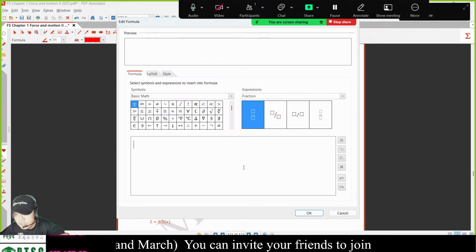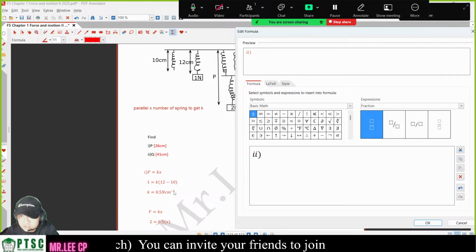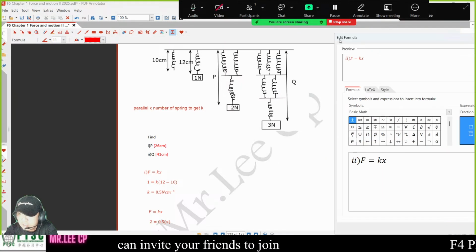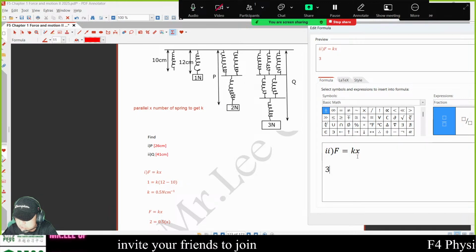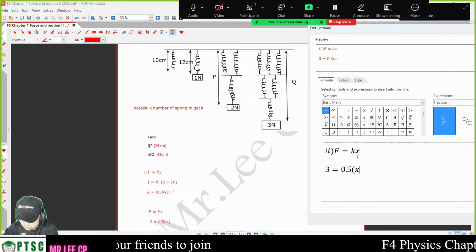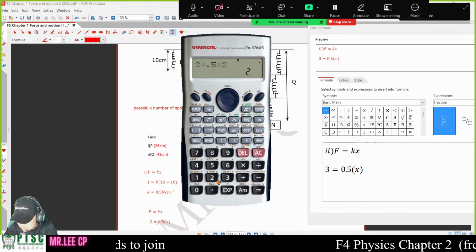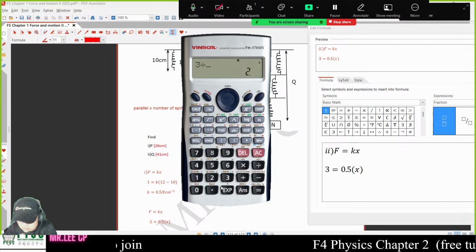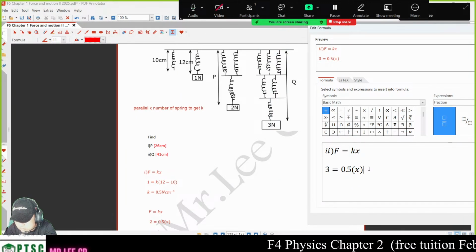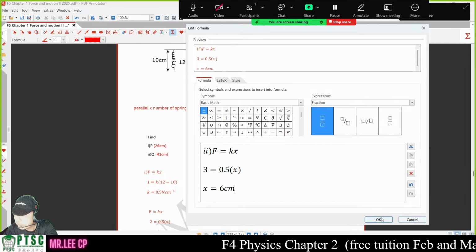So number 2, we try to do it. F is Kx. We got it already here. Now here we are going to hang 3 Newton. K is 0.5 for one spring only. So 3 divided by 0.5, it is 6. So X is 6 cm. So that is for the first one.